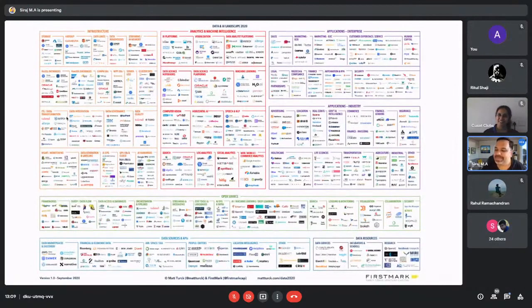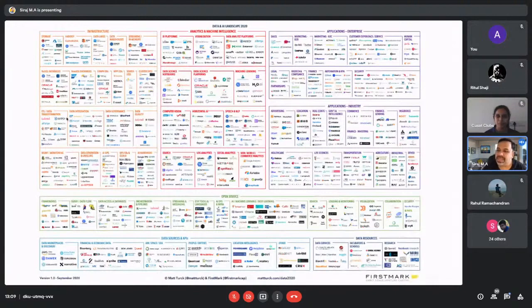This is a chart from someone called Matt Turck. Matt lives in the US, and every year he looks at all the different technologies. It's purposefully left very small, but if you want to explore it, look for Matt Turck. I'm sure I can share these slides through Maya at some point. Again, just look for Matt Turck.